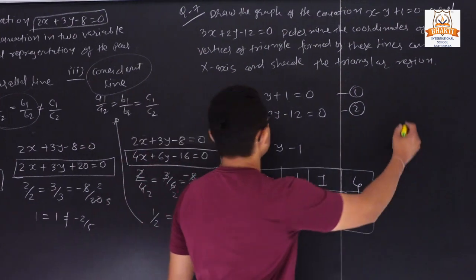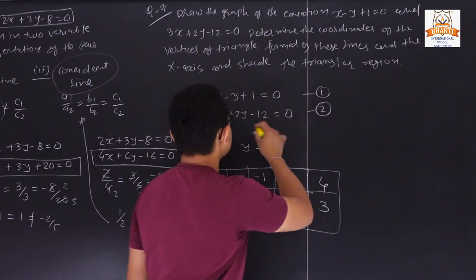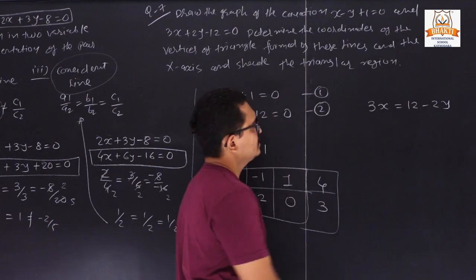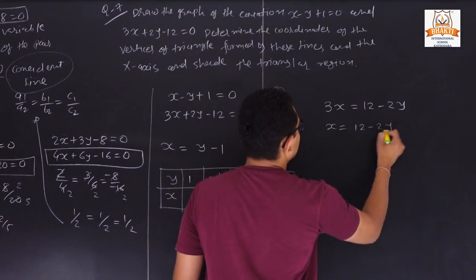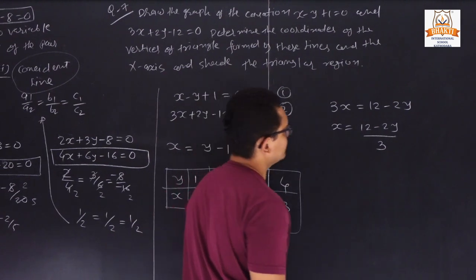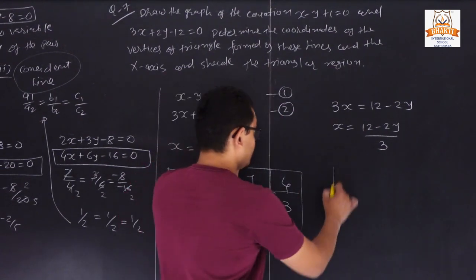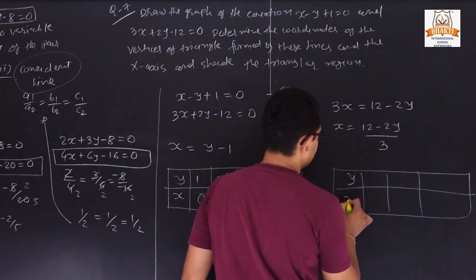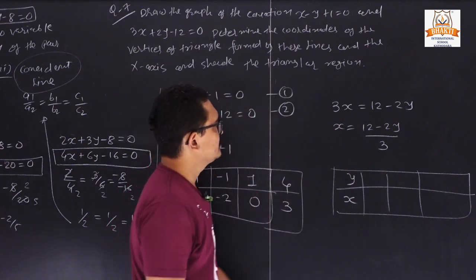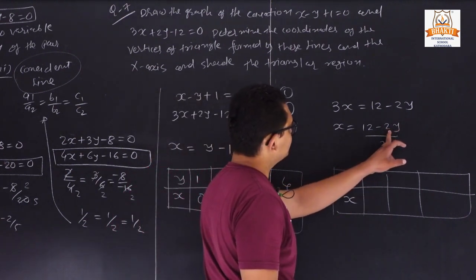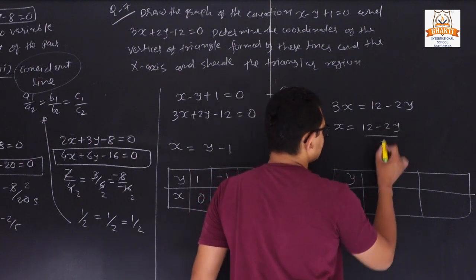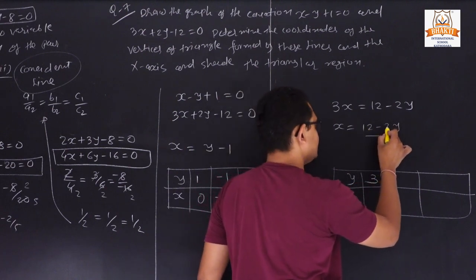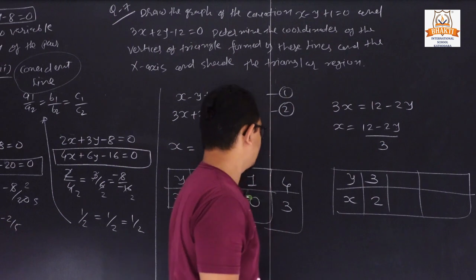Now for the second equation. For the second, 3x is equal to 12 minus 2y. So x is equal to 12 minus 2y upon 3. Now we can take different values of y, so here we can get the value of x. So first of all, I am putting y is equal to 3. 3 twos are 6. 12 minus 6, 6 upon 3. So it is 2. Clear?